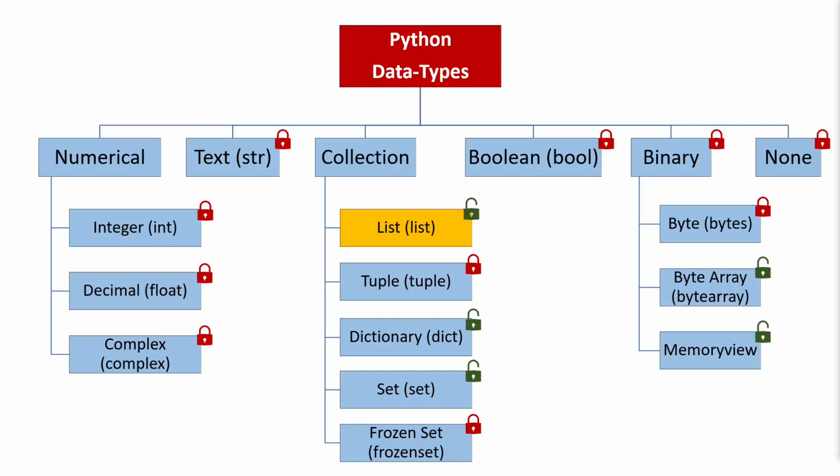In a nutshell, list is one of the most used data types in Python and is very flexible. List is an ordered, mutable sequence of items and is used to store multiple items in a single variable.